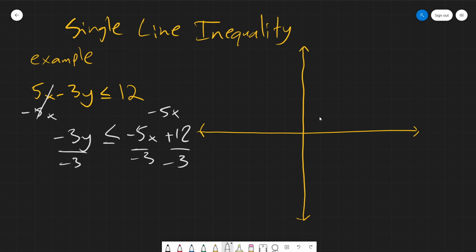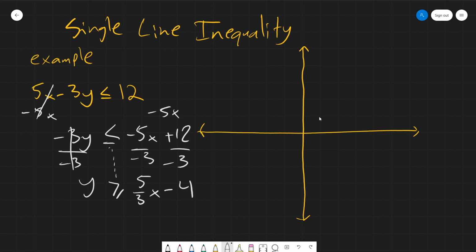Make sure that when you add or subtract, you just do it once. But when you multiply or divide, you got to do that to everything. Since I divided by a negative, what do I have to remember here? Yeah, I got to flip it. And then I've got a negative divided by a negative here. But opposite signs here, so I'm going to get a negative.